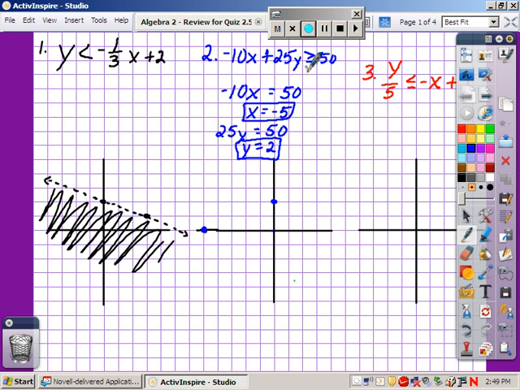Alright, it was a greater than or equal to, so I've got a solid line to draw here. And because it's greater than, I would put my pencil here and go upward. The shaded area is up here.